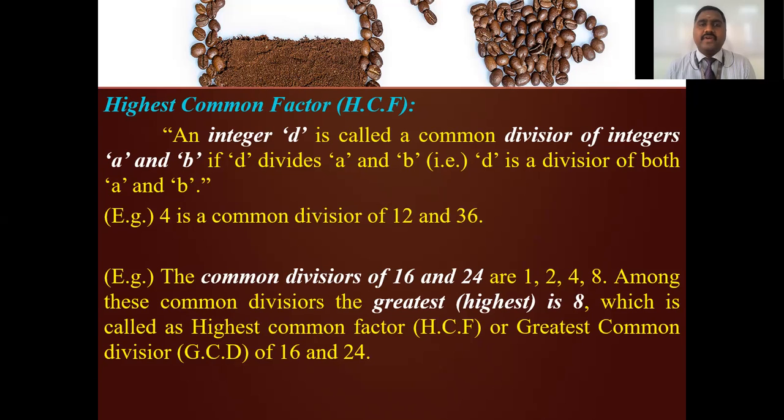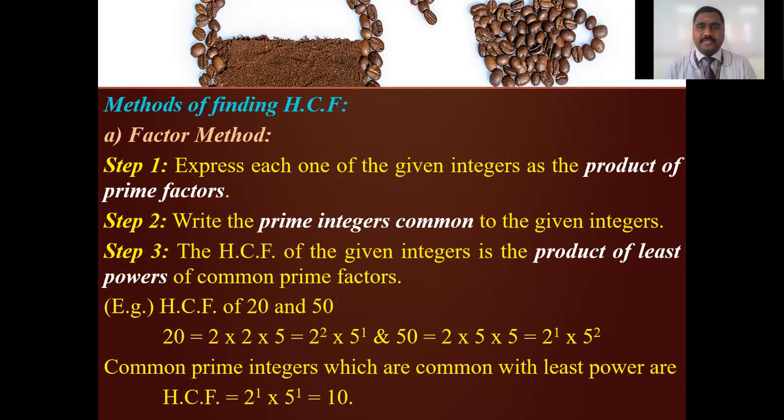In the highest common factor, there are two important methods. One is the factor method. In the factor method, we divide the given numbers by using only prime numbers like 2, 3, 5, 7, 11, 13. You can use these numbers to divide the given numbers so that we are able to find the highest common factor. You need to divide the given numbers by the prime numbers until you get 0.